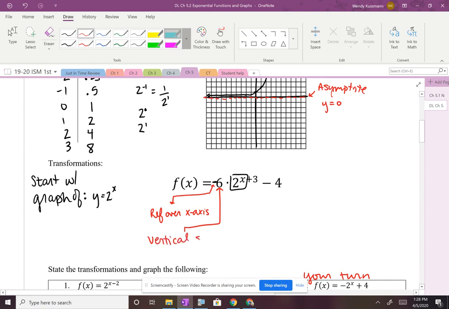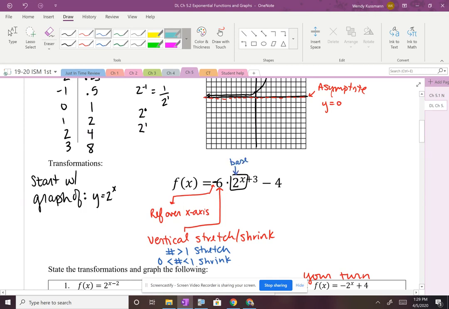It's a vertical either stretch or shrink. Vertical stretch or a vertical shrink. Now, depending on what that number is, tells you whether it's a stretch or shrink. If the number is bigger than 1, it's a stretch. If the number is in between 0 and 1, like a fraction, that means it's a shrink. So again, the 2 does nothing. It's just the base. This is our base.